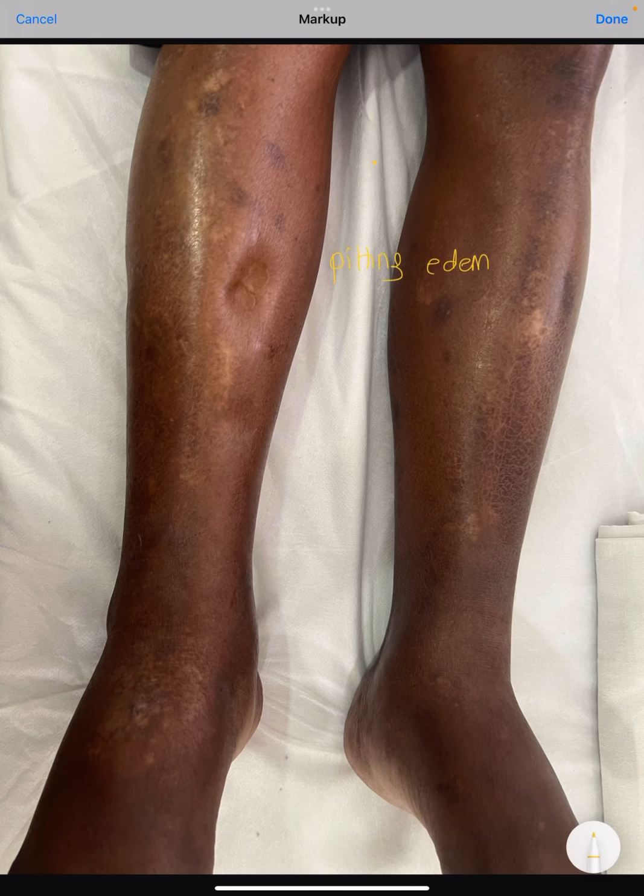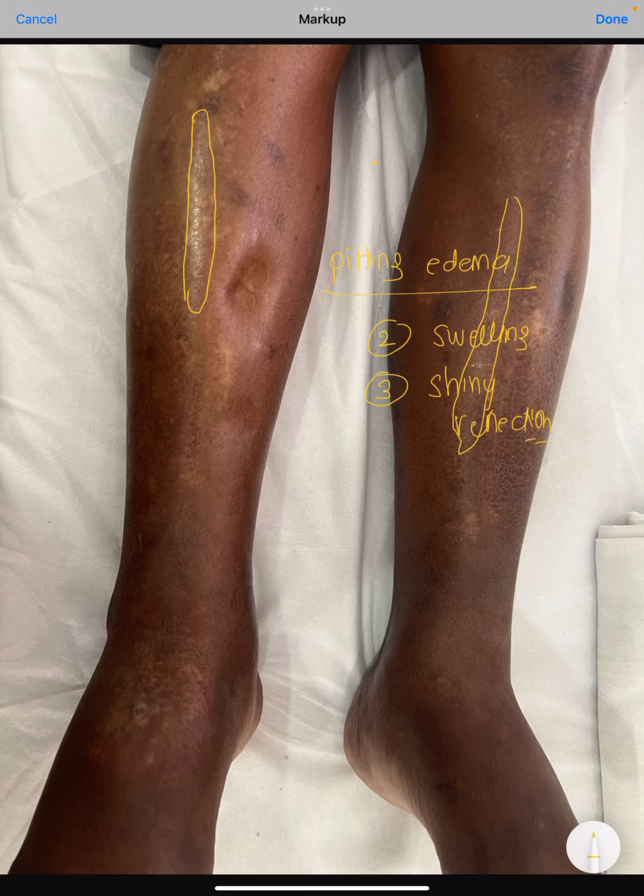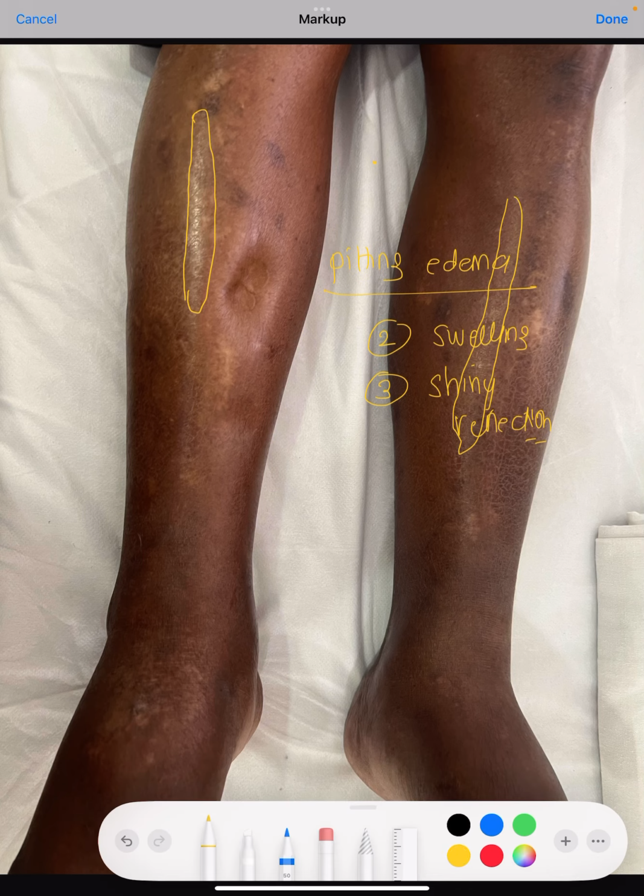Now the second thing, whenever we get edema, we'll see swelling as well. So swelling is a very common feature, and the third thing is you can see that there will be some shiny reflection of the skin, which is very commonly seen when the patient has edema. You can see this is all shiny reflection. This is all because of accumulation of the water underlying the skin and subcutaneous tissue. So you can see this shininess here as well, but it is not that prominent because of the exposure.